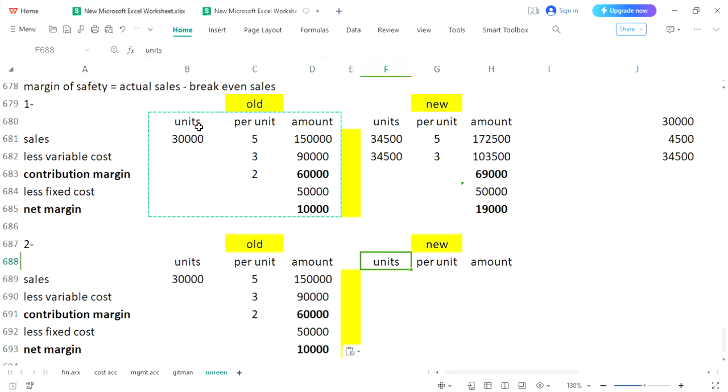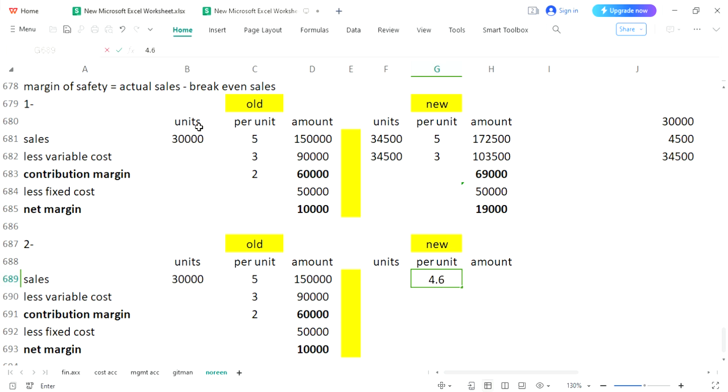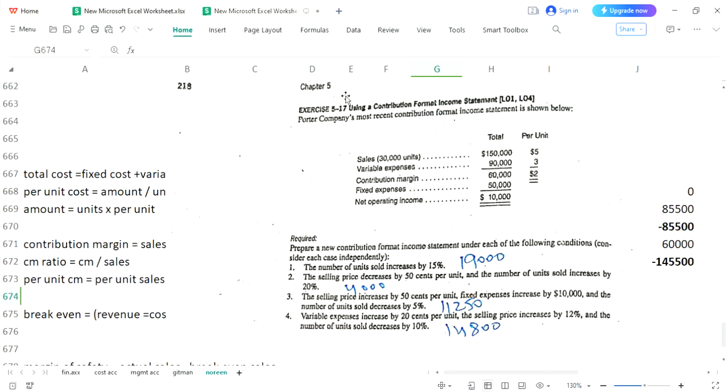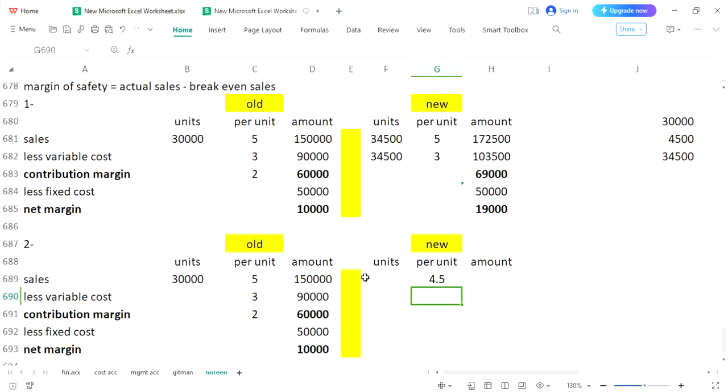That was 4.5. And how did we calculate? Price was going to be decreased. Now next is what? He is saying number of units sold increase by 20%. Actual or old number of units were 30,000, and there will be an increase by 20%. So what will happen? Old units 30,000, due to increase we will add what? He is saying 20% increase.